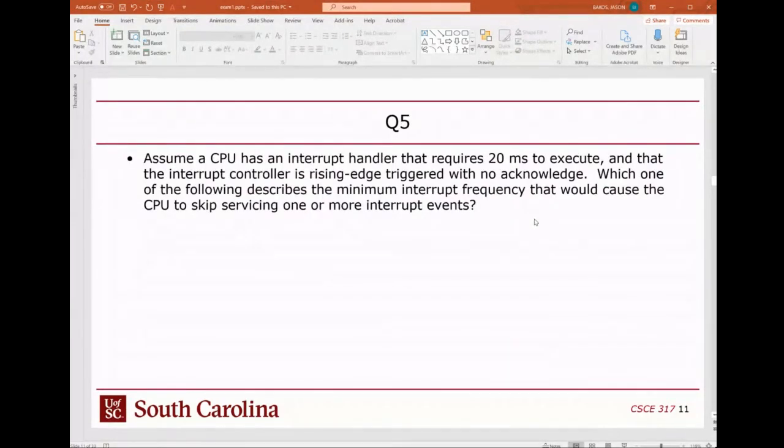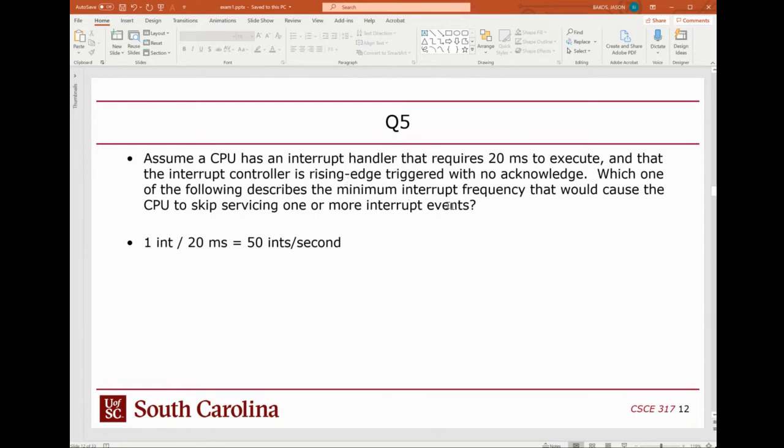Question 5: assume a CPU has an interrupt handler that requires 20 milliseconds to execute, and that the interrupt controller is rising edge triggered with no acknowledge. Which one of the following describes the minimum interrupt frequency that would cause the CPU to skip servicing one or more interrupt events? Well, this one gives you some information that's not really relevant. The fact that it's rising edge triggered isn't relevant here at all.